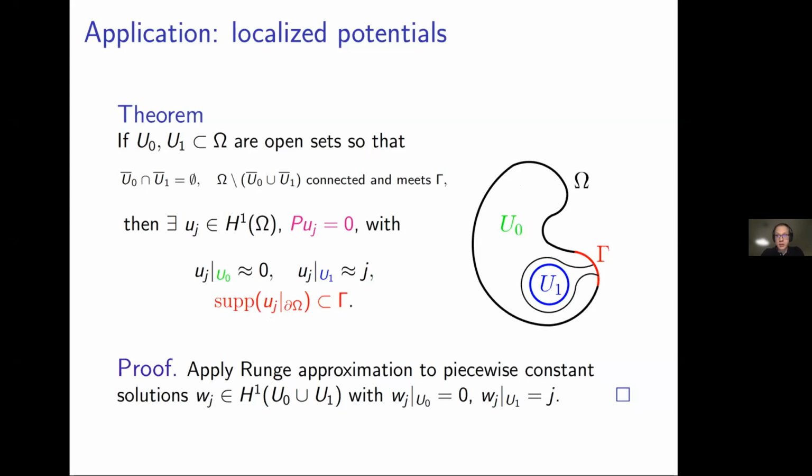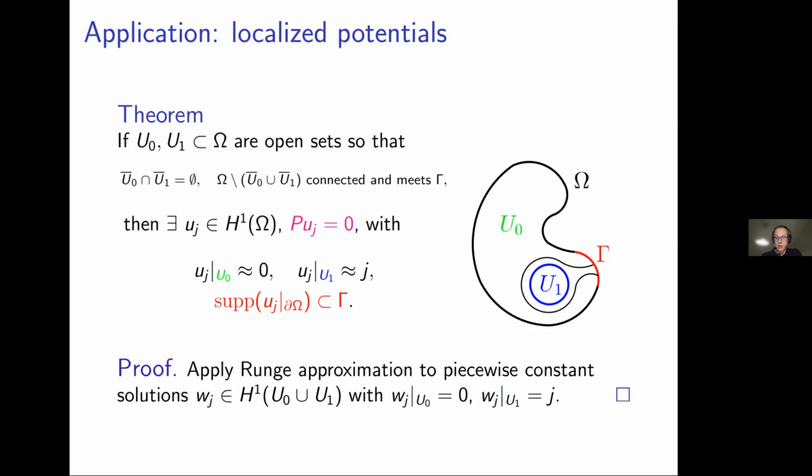It's very easy. Now you take the subdomain of omega, which is the union of U0 and U1. Because these two sets are disjoint, you can take a solution of the PDE which is constant 0 in U0, and a big constant J in U1. So this is a solution of the PDE in the union of U0 and U1. And then you just apply this Runge approximation to get global solutions in omega that approximate these constants in these subdomains.